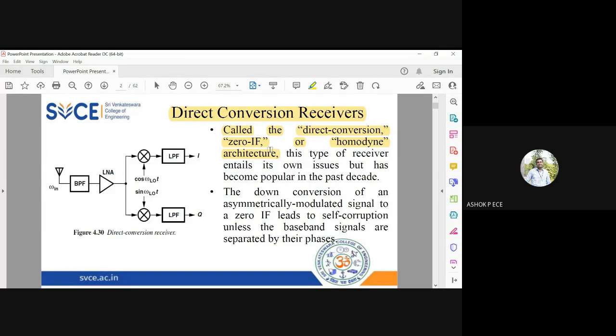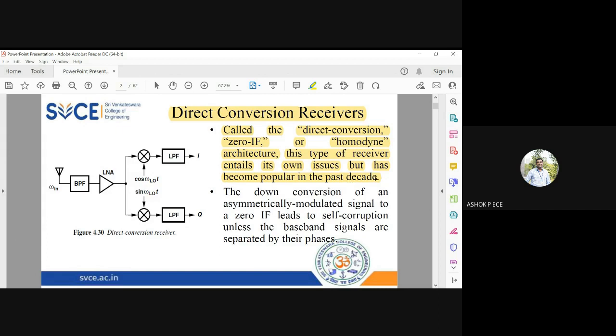We have seen only the second zero IF, but here the total IF I have is going to be zero IF only. So the first intermediate frequency itself is going to be equal to 0. When omega IF equals 0, I have the condition omega in equal to omega LO. So when you use omega in equal to omega LO, the difference will be equal to 0.